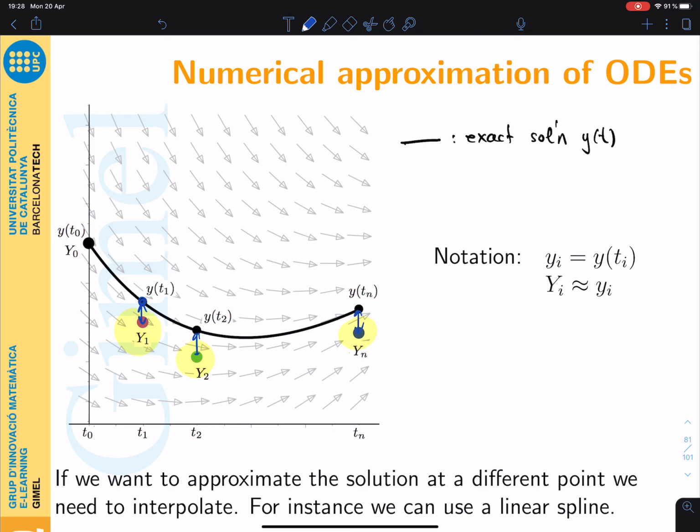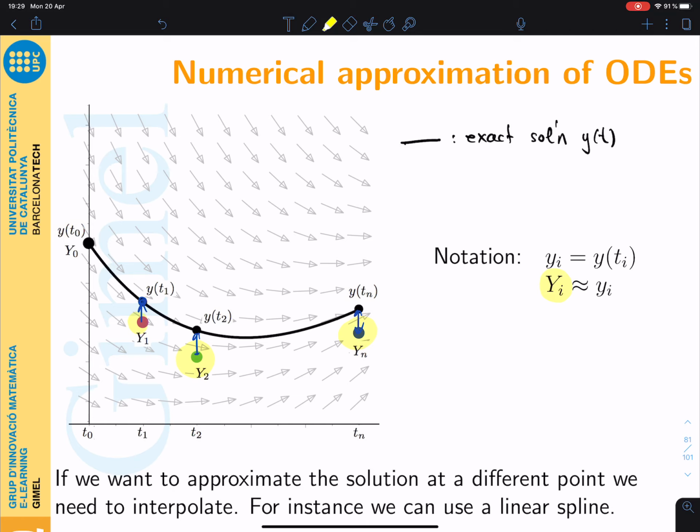This is the exact value, but I'm approximating it by this value, Y1. And the same for Y2. And at the end, what we have is Y1, capital Y2, capital Y. These values, capital Yi, they are approximations of the exact solution. And of course, they have an error because they are an approximation.